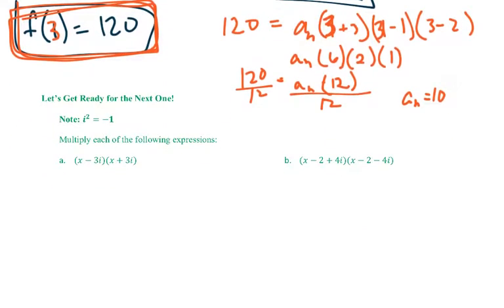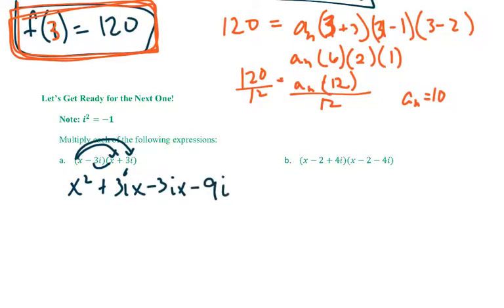All right, now is where things get a little bit tricky. If they give you the zeros as imaginary values, you have to see what happens when you multiply out each of these expressions. So when I have x minus 3i times x plus 3i, this is going to equal x squared plus 3ix minus 3ix minus 9i squared. Well, minus 3ix plus 3ix is 0. So I'm left with x squared.